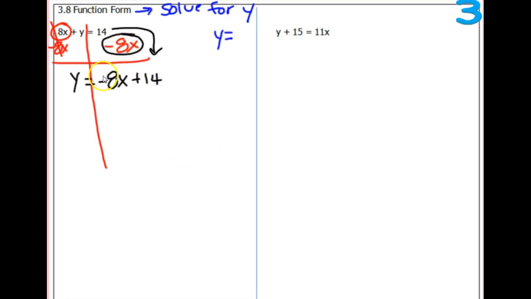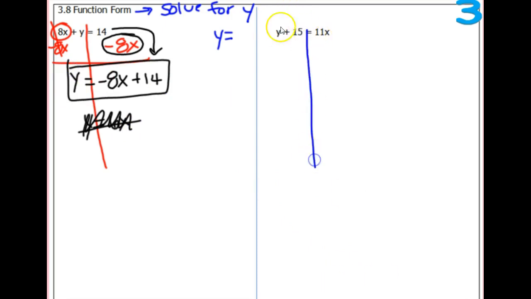The reason for why we put x first, we'll get to in the next chapter. But just know you can't combine 14 minus 8. If you wrote y equals 6x, that would be wrong. Because 14 minus 8, yes, it's 6, but you can't combine those because one has an x and the other doesn't. So this is our answer.